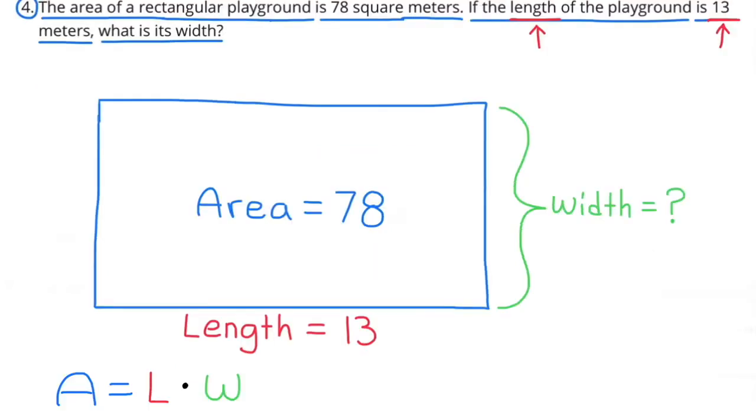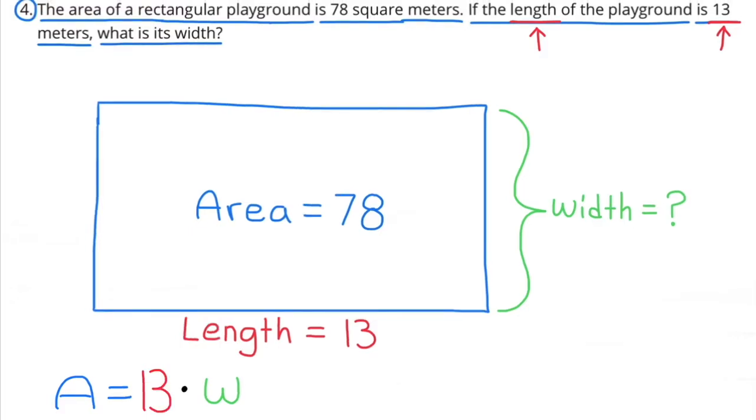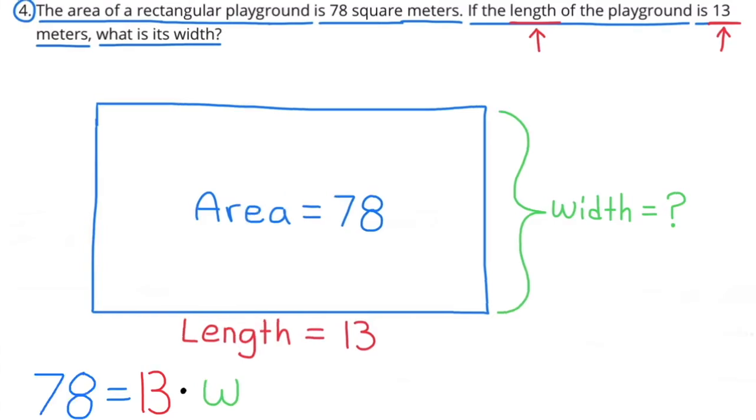We do know that the formula of the area of a rectangle is length times width. And since we know the length, we can plug in length as 13. The area equals 13 times the width. And since we know the area is 78, 78 equals 13 times the width. What number times 13 equals 78?